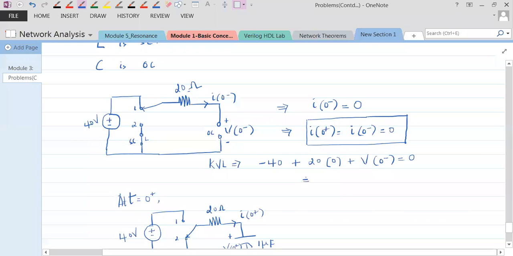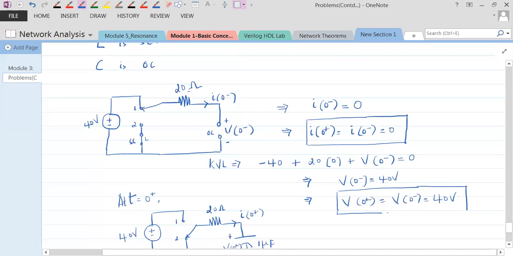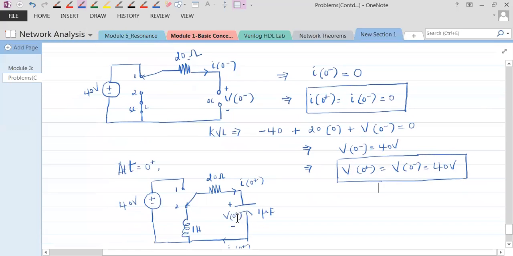So what would this imply? This implies that V of 0 minus is actually 40 volts, which further implies that V of 0 plus is also equal to V of 0 minus, since the voltage across the capacitor does not change instantaneously. Everybody understand that? Though they had not asked us to find V of 0 plus, we are keeping this V of 0 plus with us so that it would help us in getting the voltage across the capacitor at t equal to 0 plus. So we have both I of 0 plus and V of 0 plus with us.